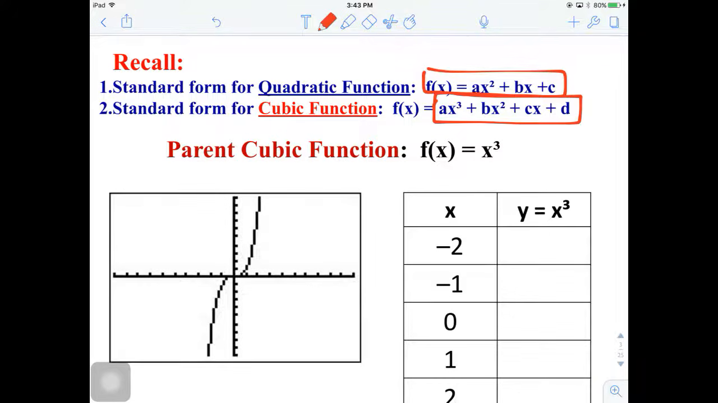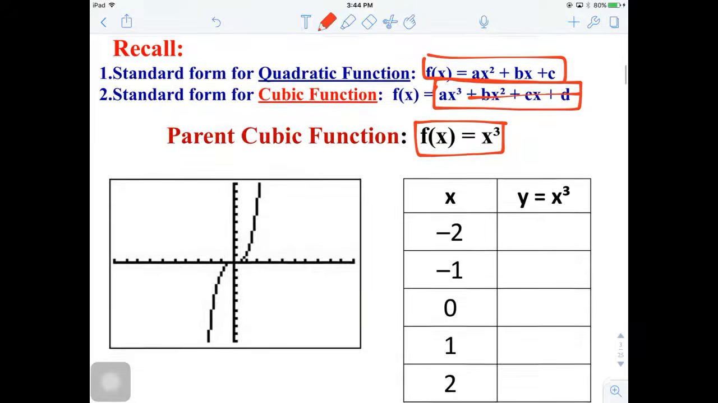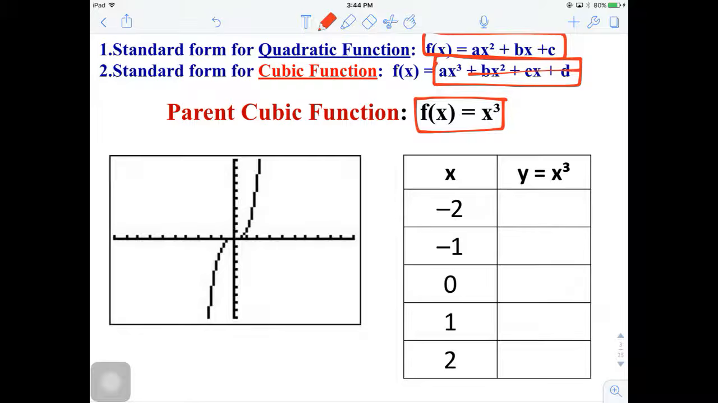The parent cubic function, which drops everything in the back of the general equation and takes only the most basic function, is f of x equals x to the third. Just like the x squared function, there are certain points that make up the cubic function, and these are the points that we are going to take a look at.